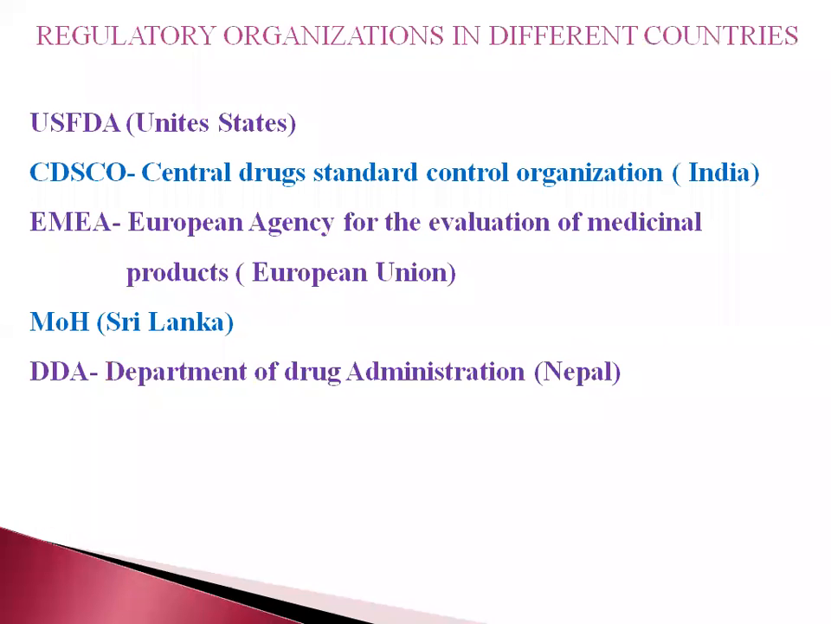We have different regulatory agencies. I think we have already discussed this in the regulatory affairs section. US FDA is for the US, CDSCO is for India, EMEA is for the European Union, Ministry of Health for Sri Lanka, and DDA for Nepal. So these are different regulatory agencies. They control all the aspects related to the new drug product life cycle.